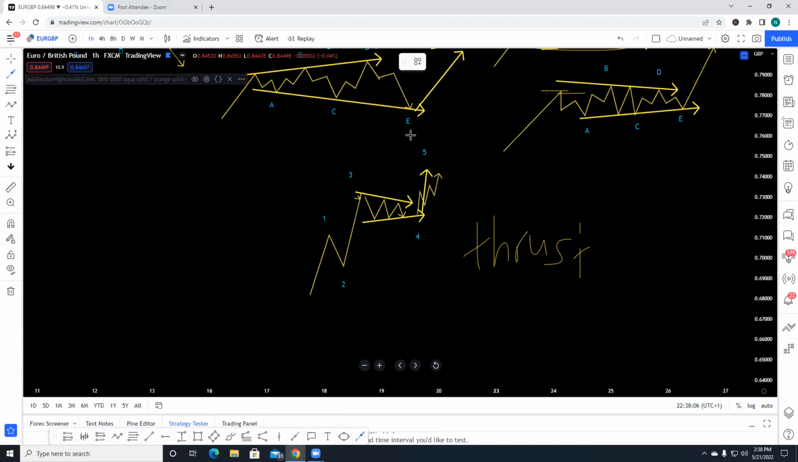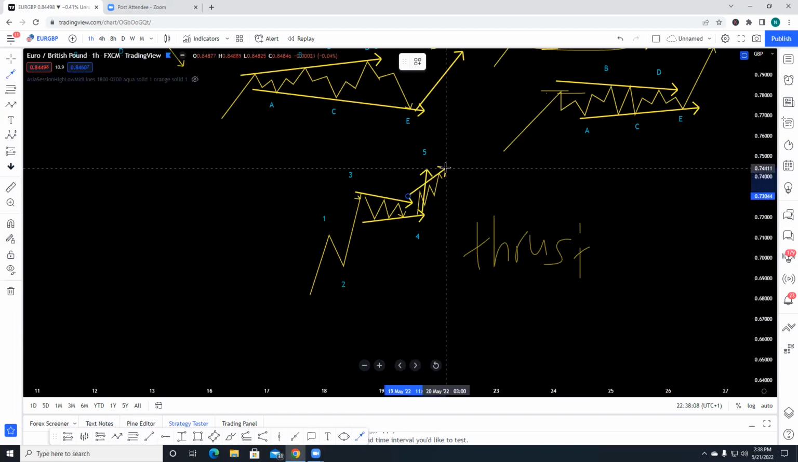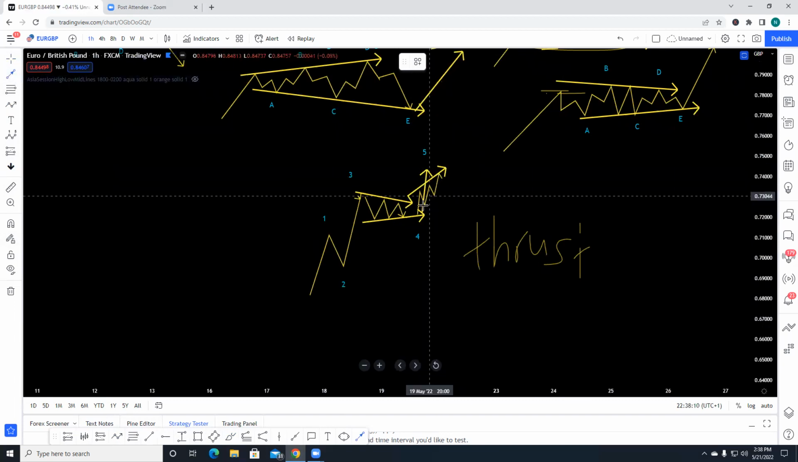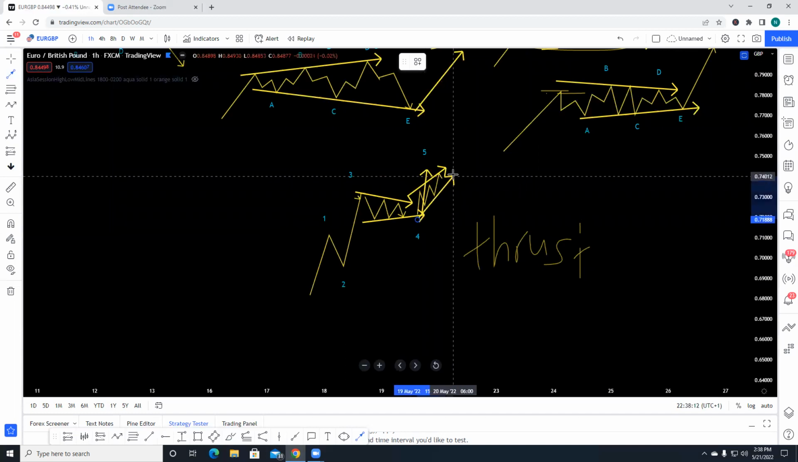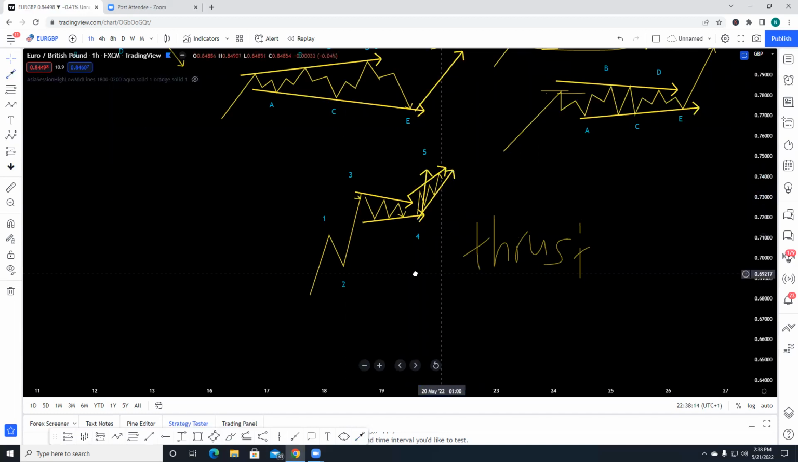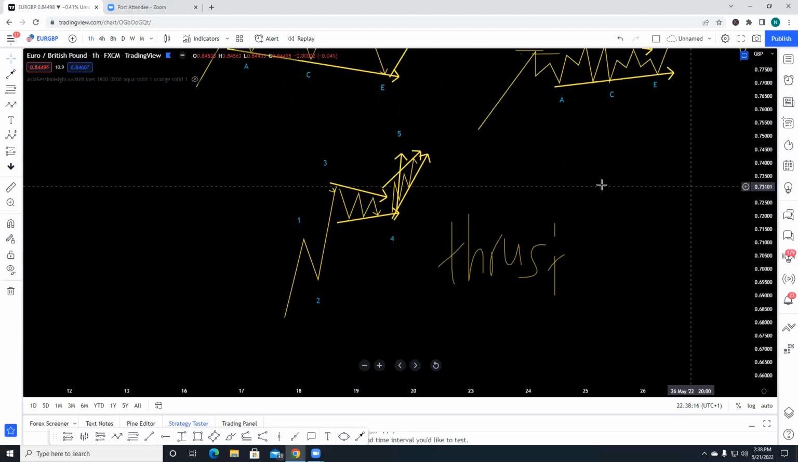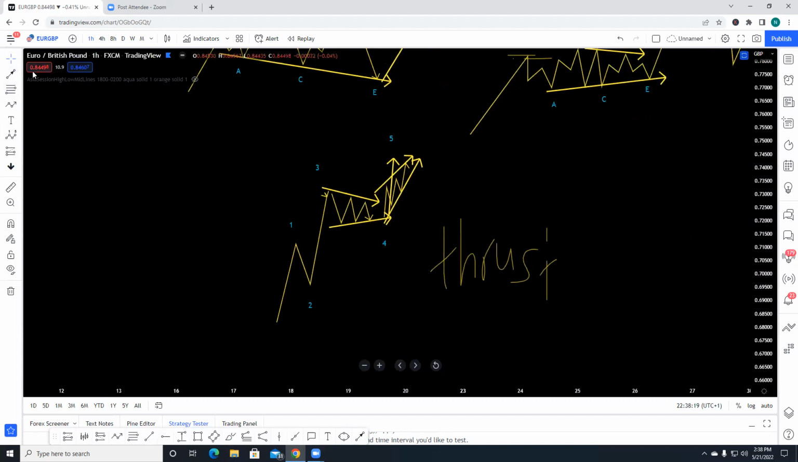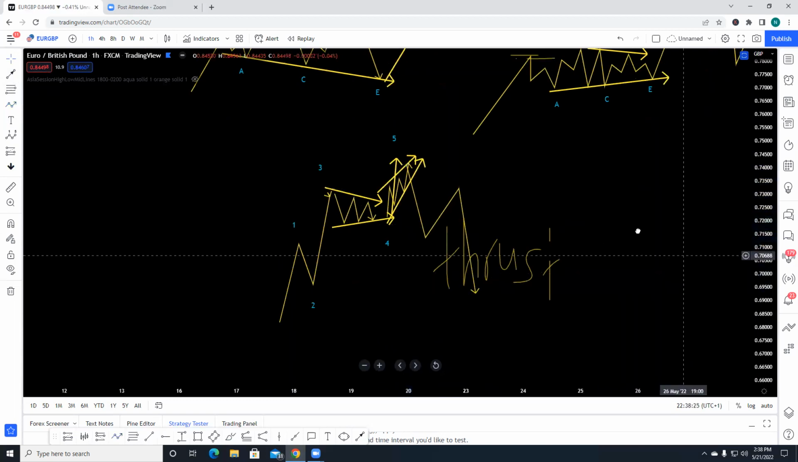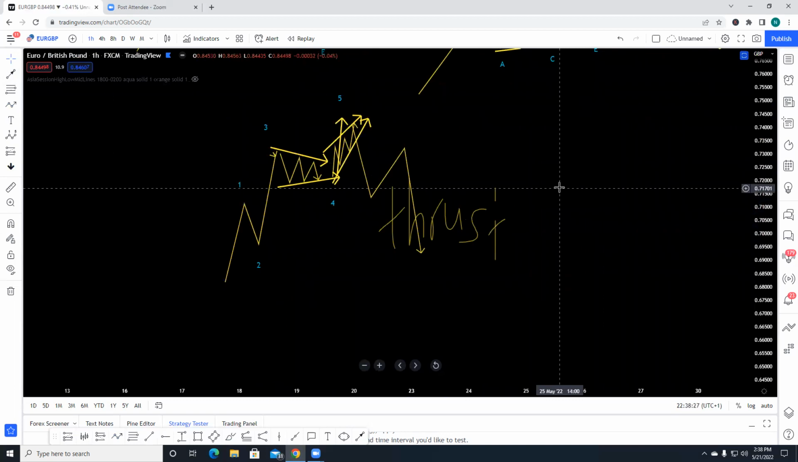I've taught you before that when a diagonal appears in wave 5 of an impulse, it is called an ending diagonal. And when you see this upthrust here, you're going to break down in three waves, 1, 2, and 3, before you see another push to the upside. Do you understand, guys? So that is all about triangles.